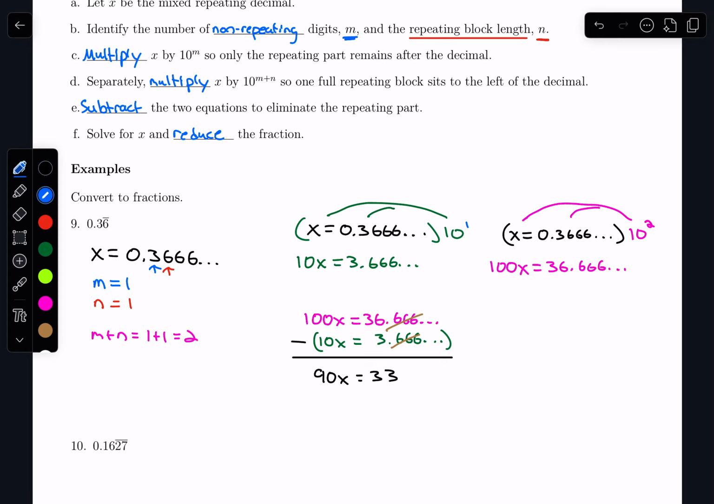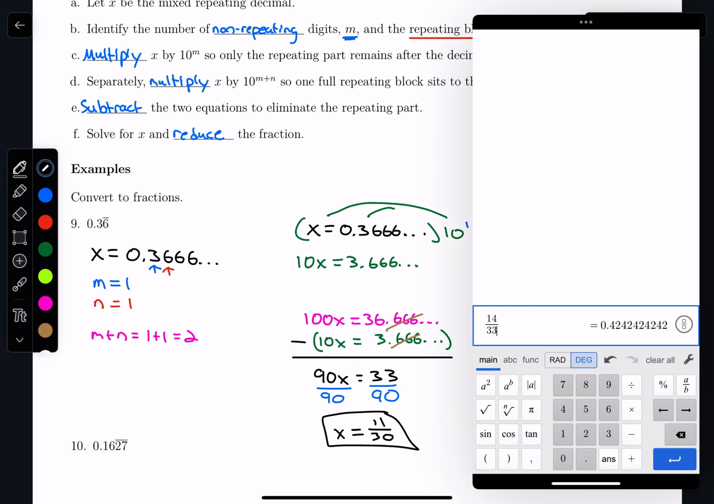So now I solve for x by dividing both sides by 90. And this leaves me with x equals 33 over 90 reduces to be 11 over, if we divide, oh, sorry, not 11. Yeah, 11. We're dividing by 3. So 11 over 30 is what we end up with. So now, do you believe me that 11 over 30 is 0.3 and then a bunch of 6's? Well, let's see. 11 divided by 30. Hey, look at that. 0.3, then all those sixes.